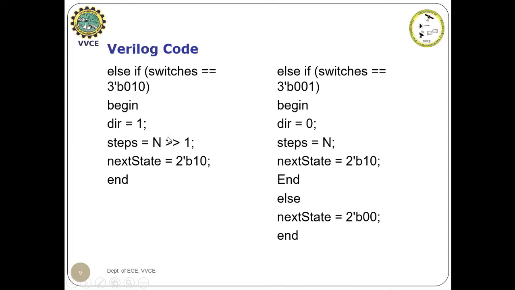Since I had chosen the n value as 200, I had to rotate the stepper motor 50% of the n. Again, in the else if statement, I am checking one more condition, 3-bit binary 001. Here I am making the direction value 0. Since the direction value is 0 and the step value is 200, I had to rotate the stepper motor in anti-clockwise 360 degree rotation. If none of these conditions are matched, I am going back to state 00.